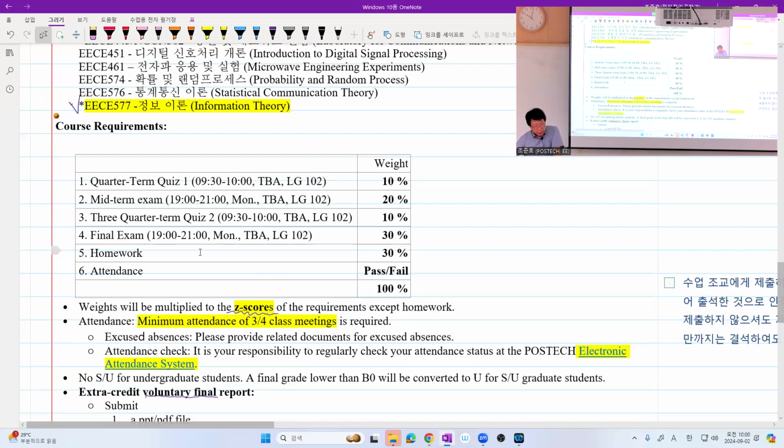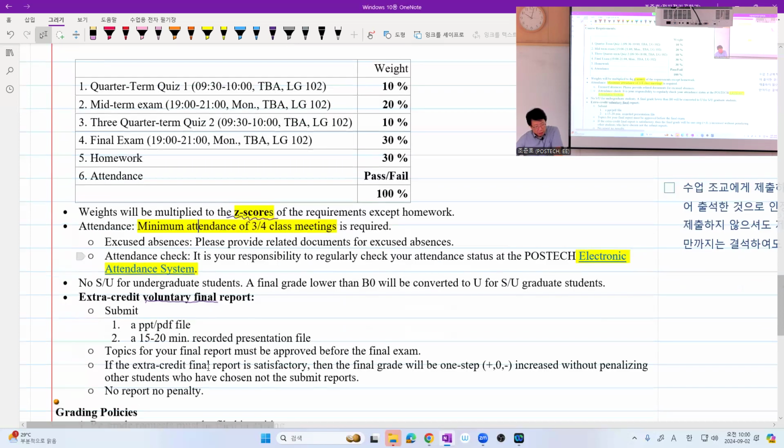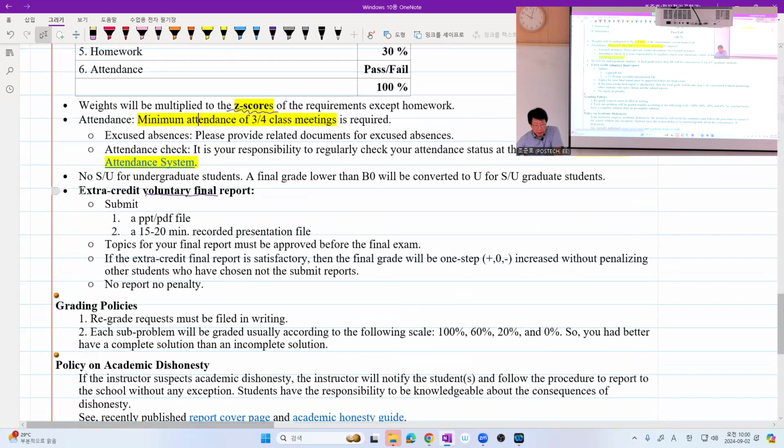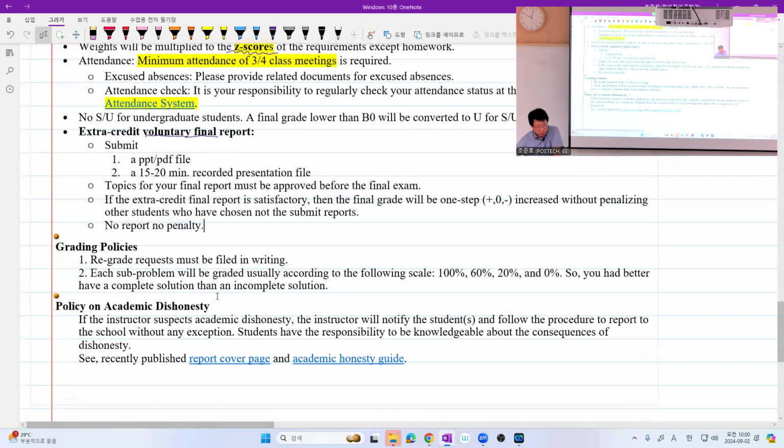Okay? But let me repeat. If you have more than or equal to 1/4 of the unexcused absence, then I have to give you F. Got it? Otherwise, you will not be penalized by any of your absence. Okay, I will talk about the extra credit voluntary final report, probably after the midterm exam. And you may have interest in this, but not today.